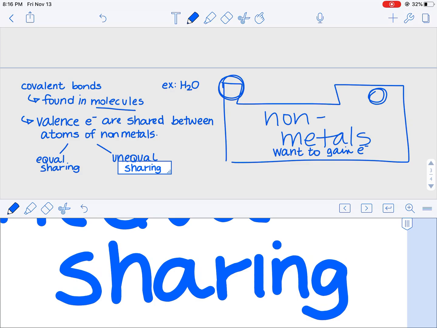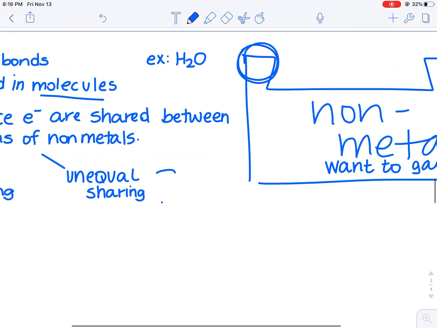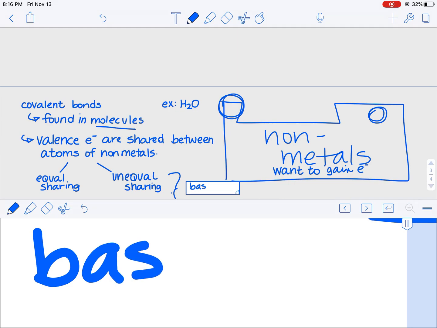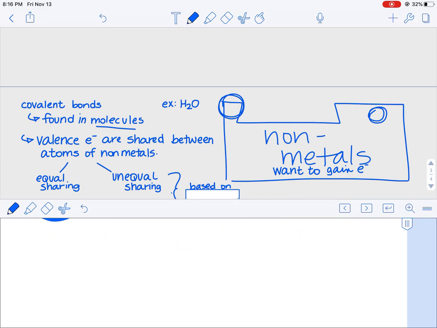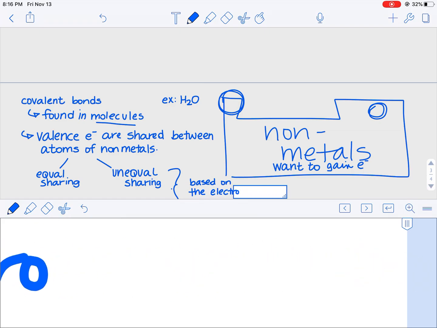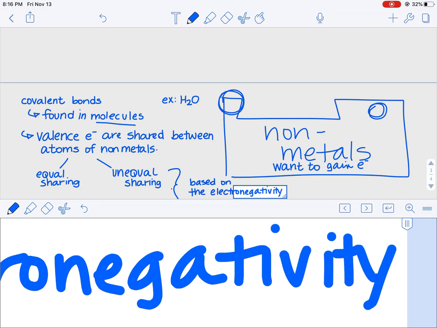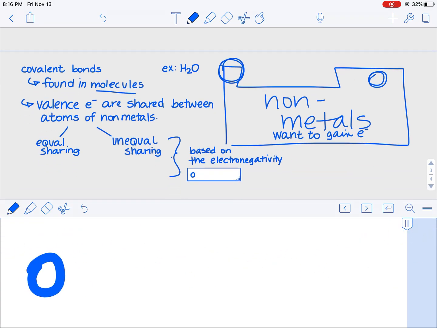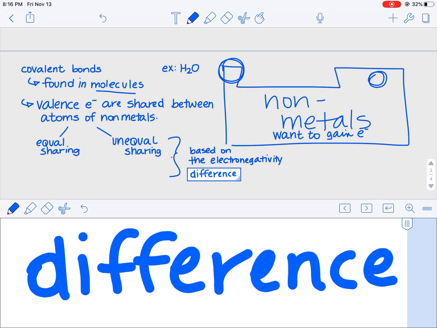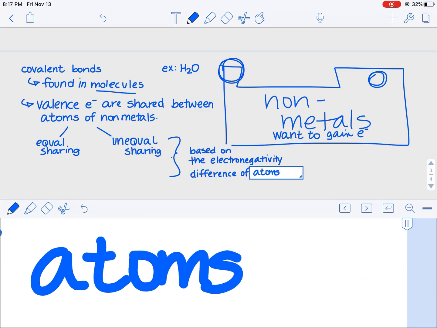And determining whether we're sharing equally or unequally is all 100% based on the electronegativity difference of the atoms in the molecule.